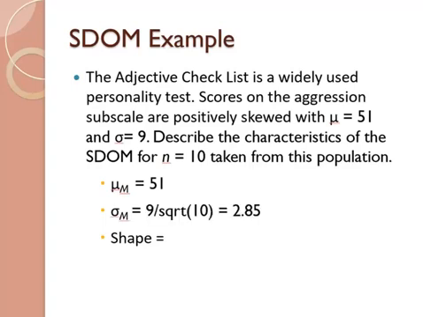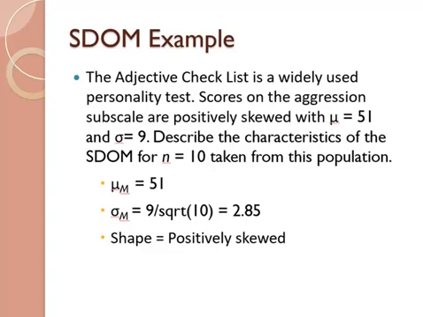Here we have to figure out the standard error of the mean, by taking the standard deviation of the population and dividing that by the square root of our sample size. That gives us a value of 2.85. And then lastly, the shape of this distribution is going to be positively skewed, because the sample size is quite small.